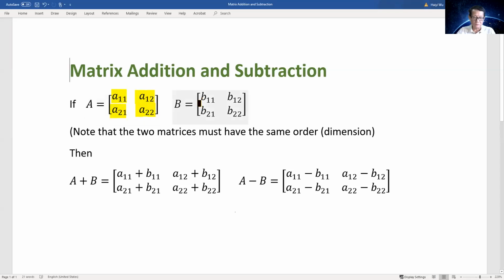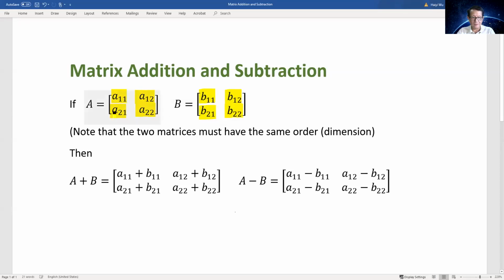We have the other matrix, which we call matrix B. Same thing: the first element, first row, first column, is called B11. First row and second column, the element is B12. And second row, first column, which is B21, and the last one is B22.